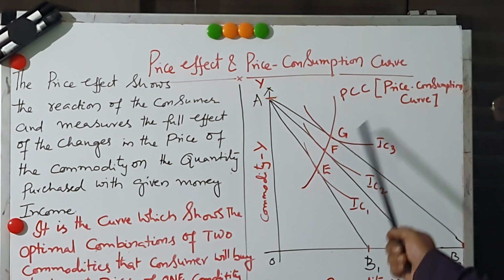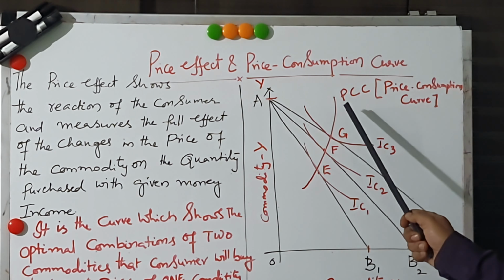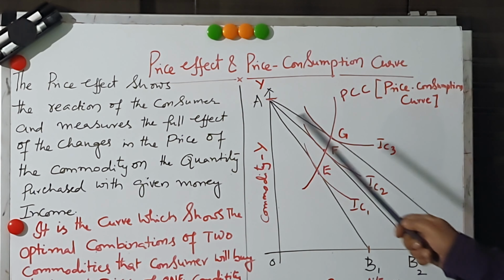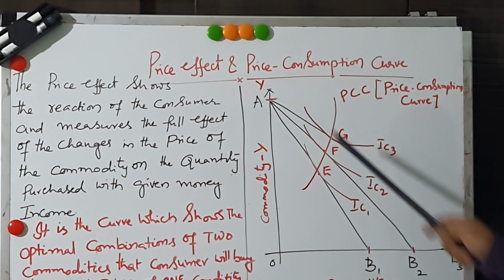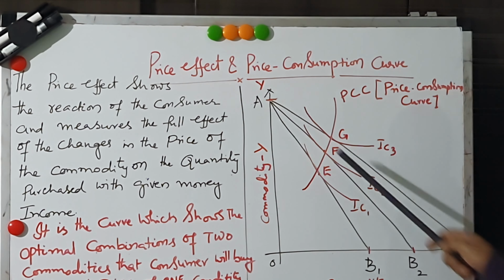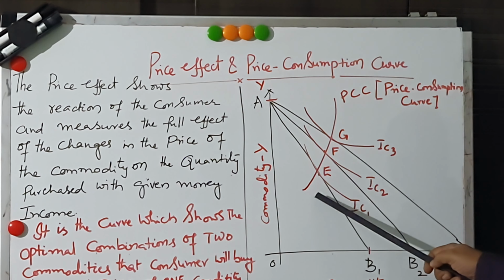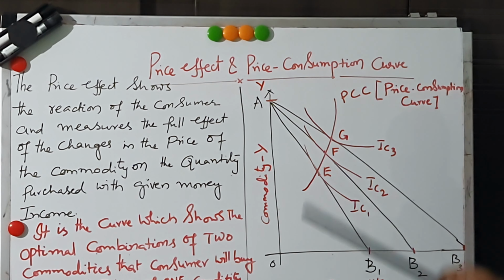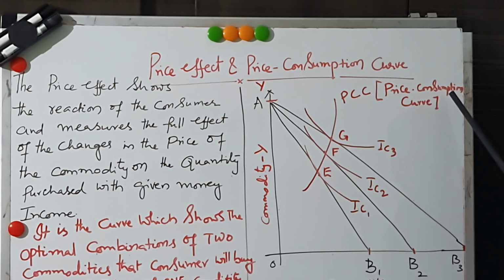So the PCC curve shows the slope of the curve. PCC gives us the changes in the equilibrium of the consumer. In this diagram, on the x-axis we measure commodity X, on the y-axis commodity Y. AB1 is the budget line, AB2 another budget line, AB3 another budget line. There are three levels of changes of consumer equilibrium, E, F, G. When we join E, F, G points, then we get the price consumption curve.